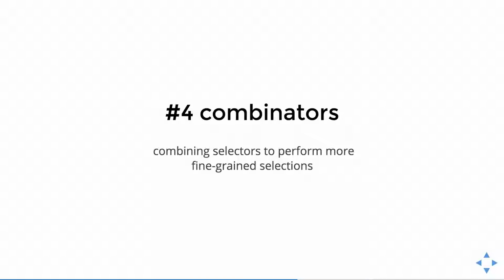All right, the fourth category of selectors are combinators. This is when you are combining selectors, basically performing a more fine-grained selection. Since you have a Schwarzenegger accent, I don't even have one, sorry. You want to come up and do it?